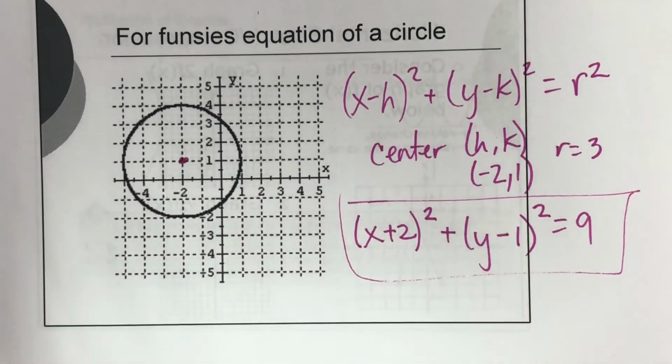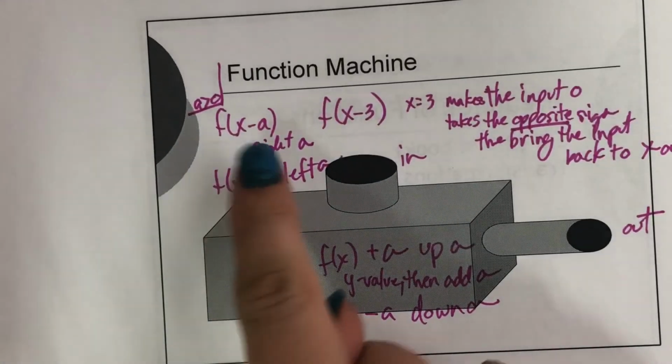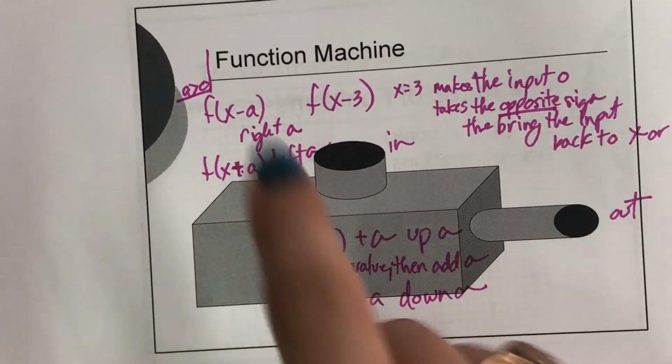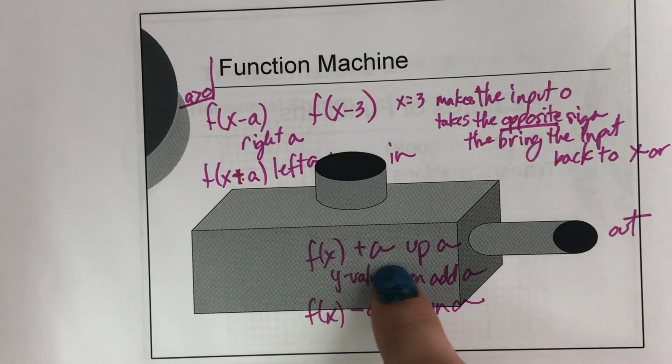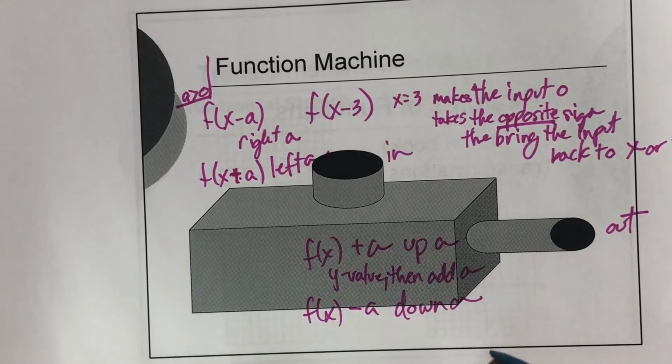Okay. So that is your introduction to up, down, left, and right transformations. Again, the summary is that when you change the x value, that's changing the input, it's backwards from what you think. When you change the y value, that's changing the output. It does exactly what you would think.